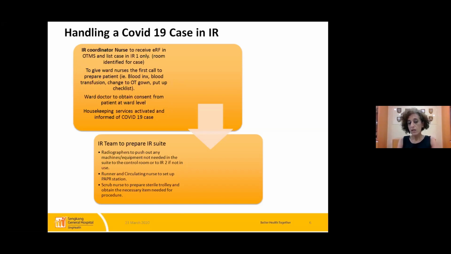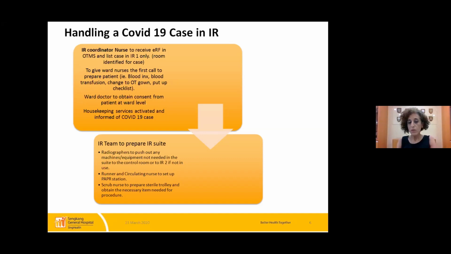At the same time, we activate housekeeping staff who then come in and place towels in the changing areas and the orange bags to keep the dirty linen in. At the same time, the IR team is activated and the IR suite is got ready. The radiographers will push out any unrequired equipment from the room. We set up the PAPR stations and the scrub nurse preps the trolley with what is required.